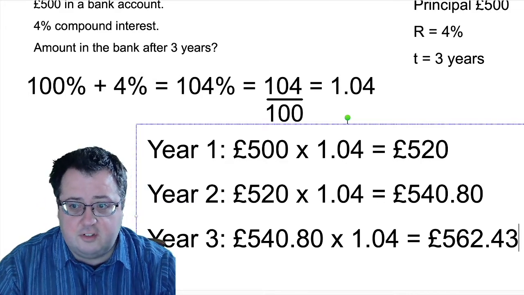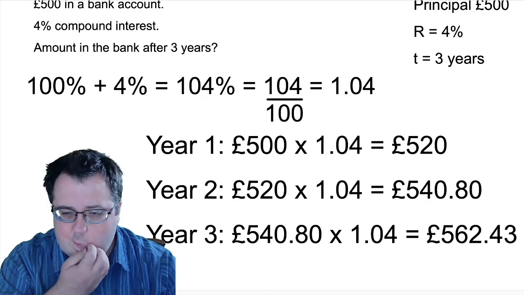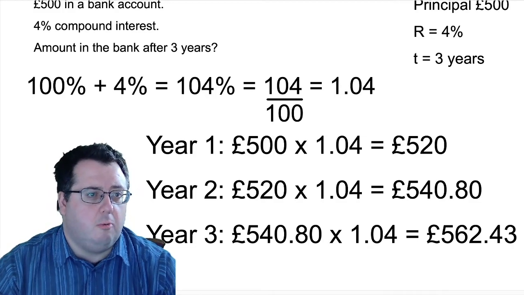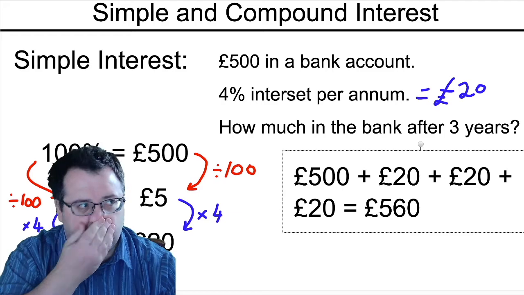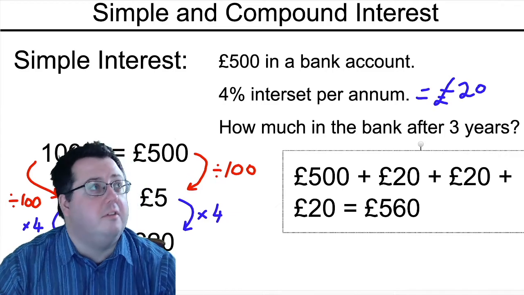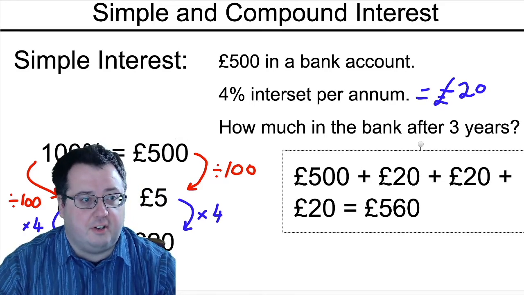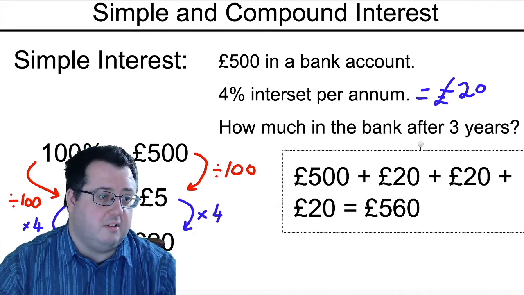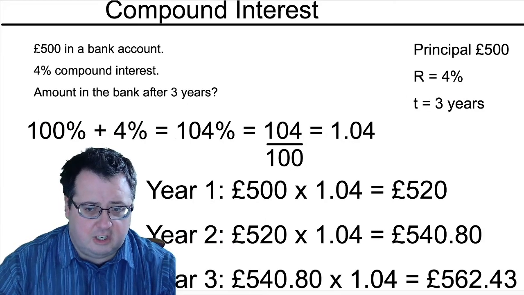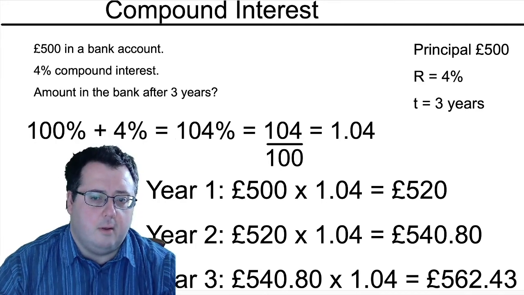So the first difference you've got to notice here is it's not like simple interest where you work out what the 4% was, which was 20 quid, as I've put up here in the top right, and then we add on that 20 quid 3 times to get 560. That's simple interest. Compound interest, you're working out a percentage increase. So you can see that 20 quid in the first year.